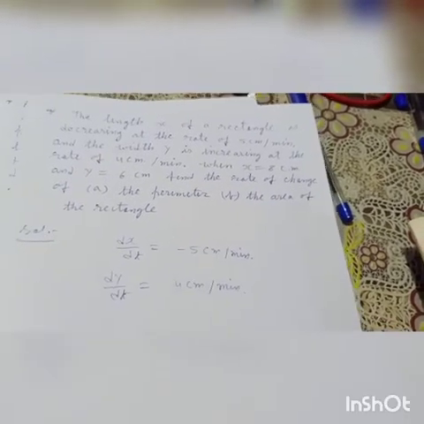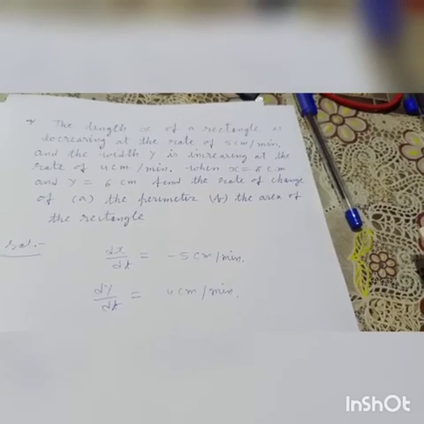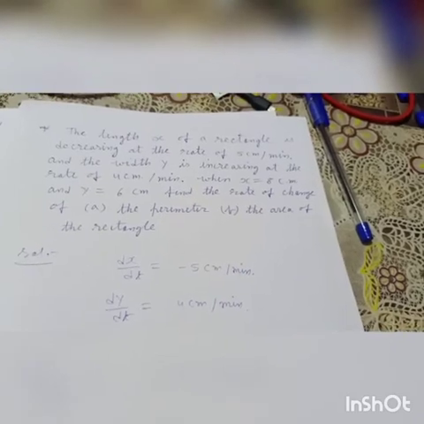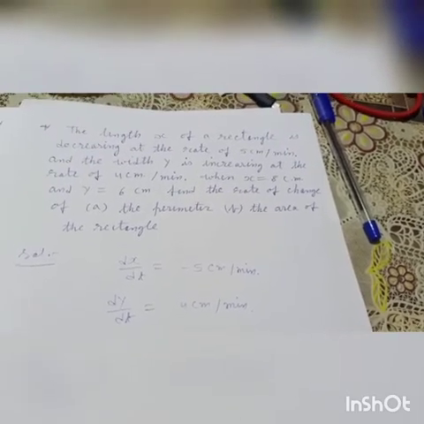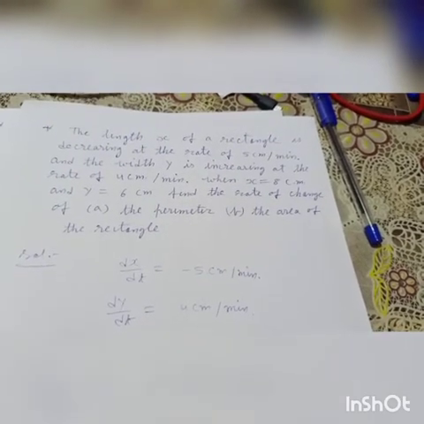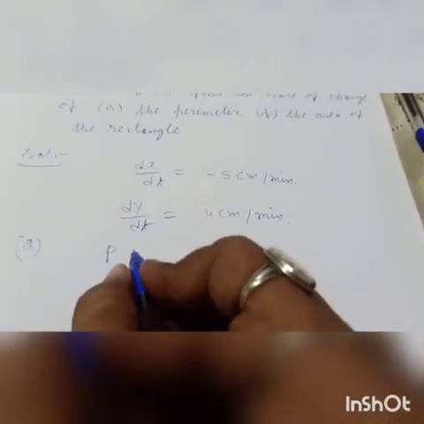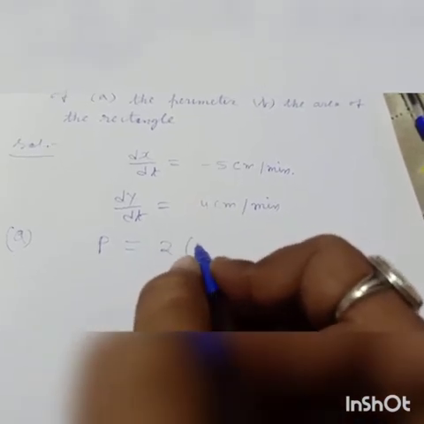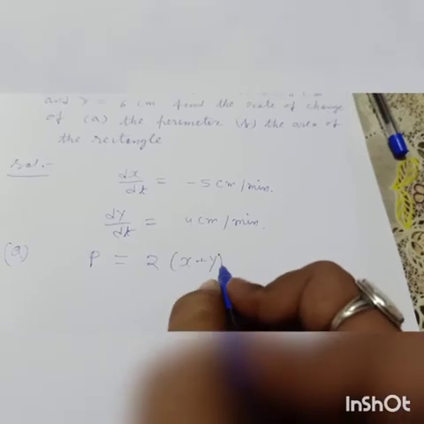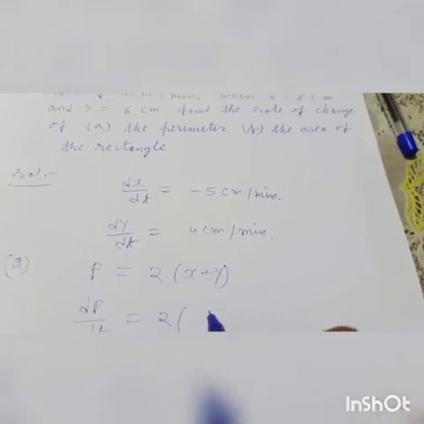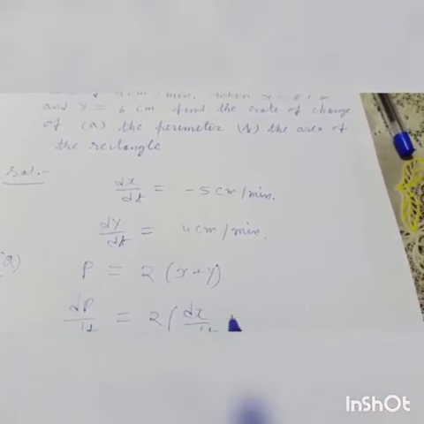So these two things we are given, and in first part we have to find the rate of change of perimeter when x equal to 8 and y equal to 6 centimeter, particular point. So we will see first part A. We will find the rate of change of perimeter. If we denote perimeter by capital P, then P equals to, if length is x and y is breadth, then perimeter is 2 into x plus y. So we can say dP by dt, rate of change in perimeter, is equals to twice dx by dt plus dy by dt.